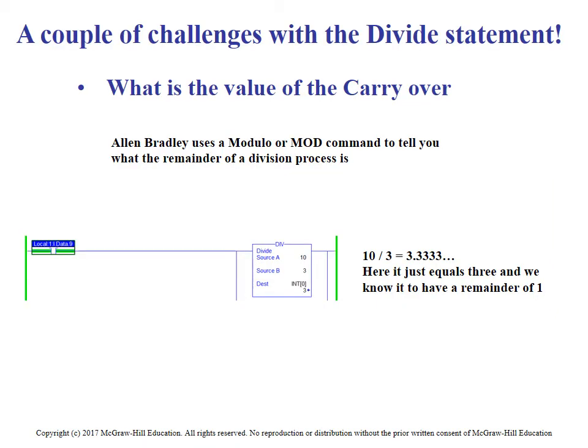Okay, so one of the challenges with the divide statement is: what is the carryover, or the remainder? So Allen Bradley uses an instruction called the modulo, or mod command, to tell you what the remainder of a division process is. So here in this particular application, we've got 10 divided by 3. Everyone knows 3 times 3 is 9, leaving us a remainder of 1. So we end up with 10 divided by 3 is 3.333, or 10 mod 3 is the remainder of 1.